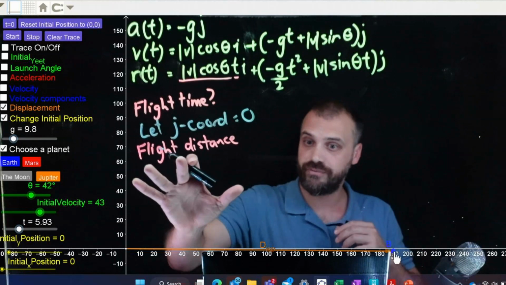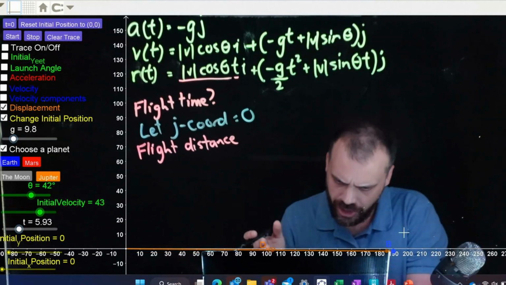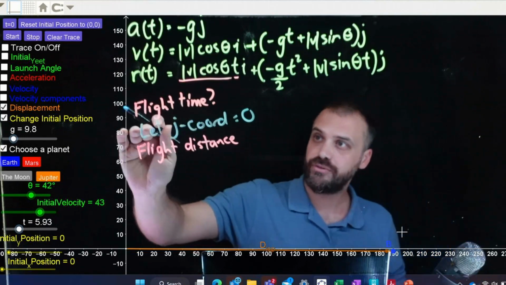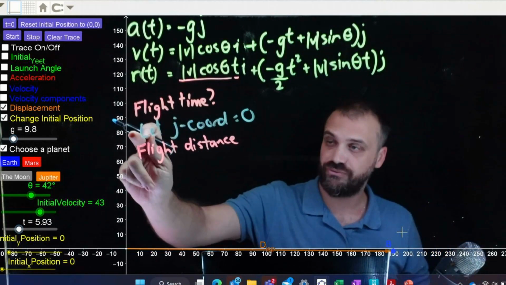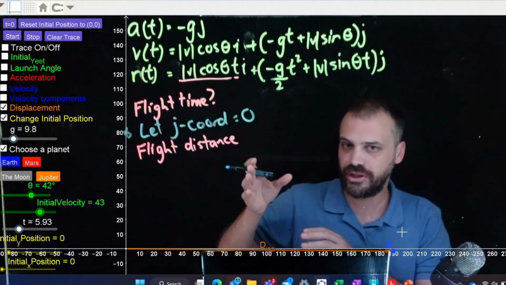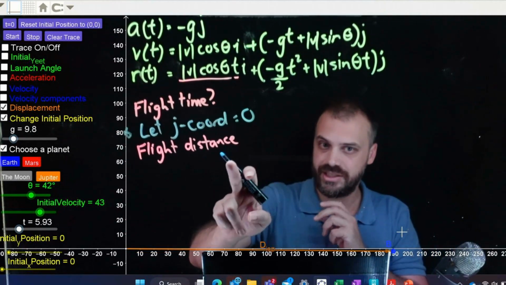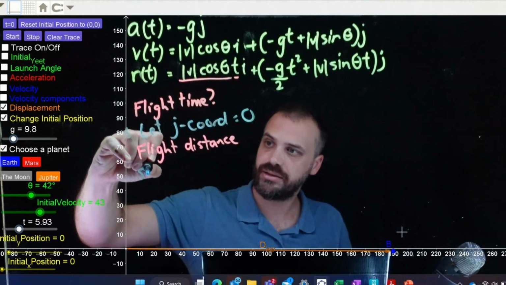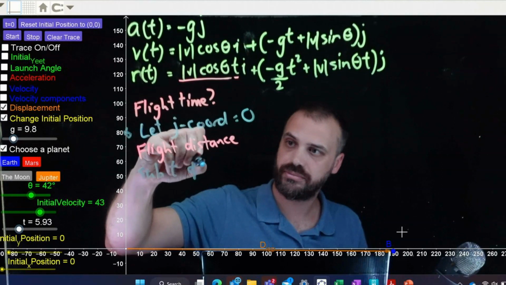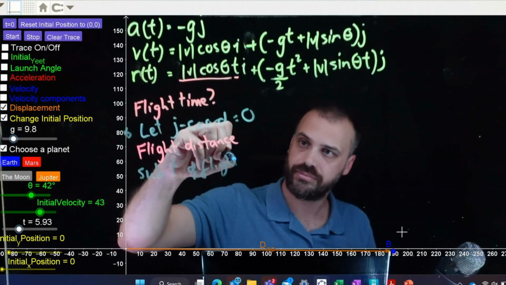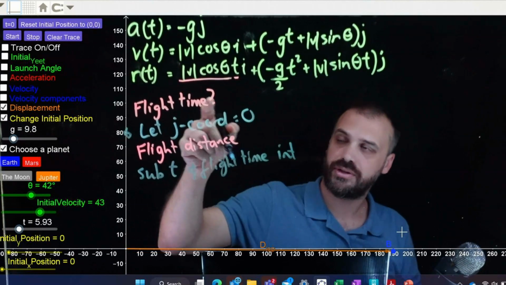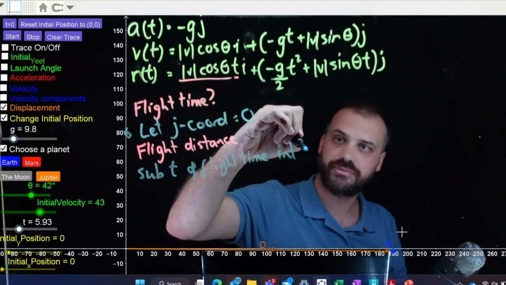Now what if you wanted to find flight distance? My projectile's got about 190 meters here. If I know flight time, and I just found flight time by letting the j coordinate equal 0, then I should be able to find flight distance by subbing the flight time into the i coordinate.